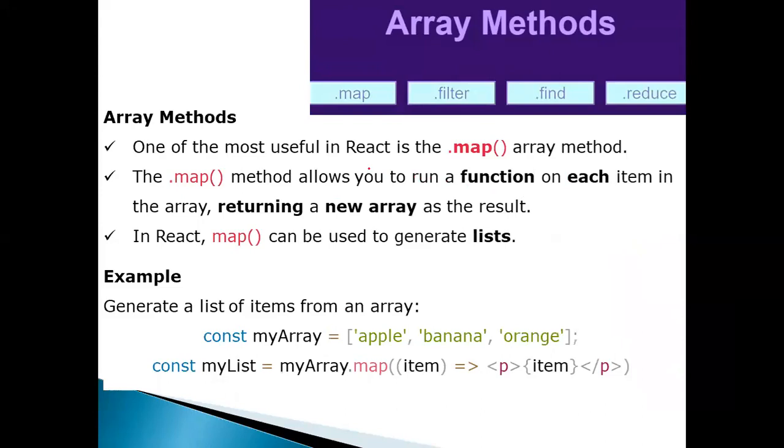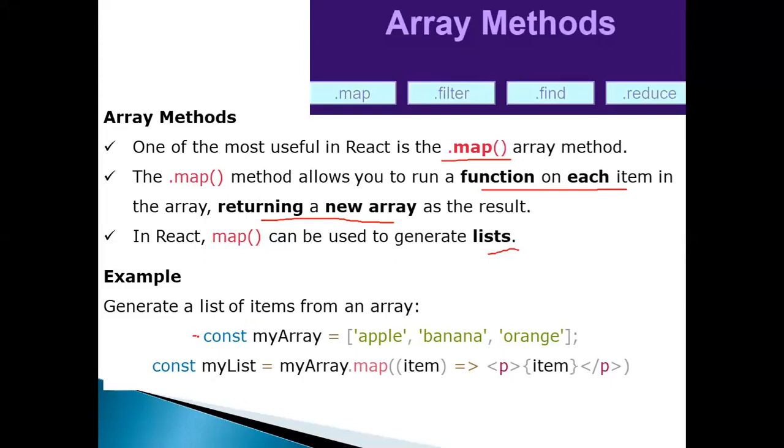Now in React, the one we use very often is the dot map array method. The purpose of the dot map method is that it allows you to run a function on each item in the array. If you have an array of 10 items, the function will be mapped for each item. And finally, map returns a new array as the result, a new list mapped to each item of that array.